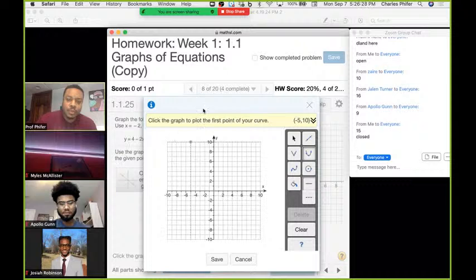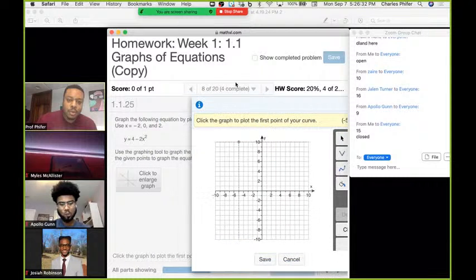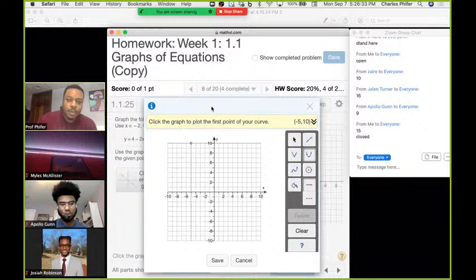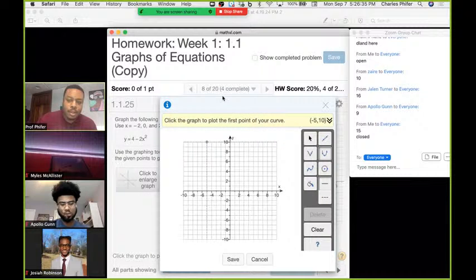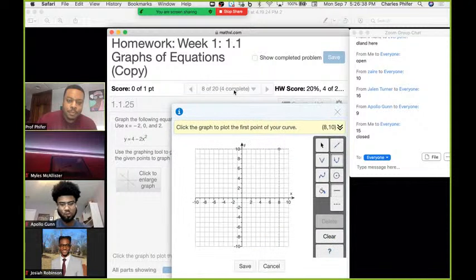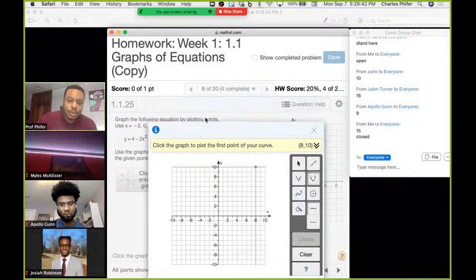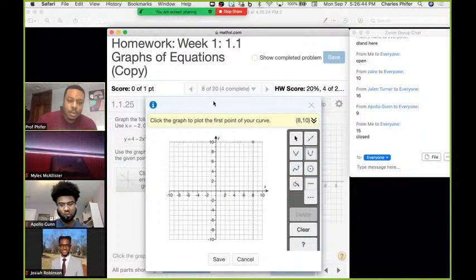First I need this to move so I can see the points. I need to see the function. Oh my goodness, you're totally in my way. Okay, that's good about there. Can I type the points? Click the graph and plot the points.